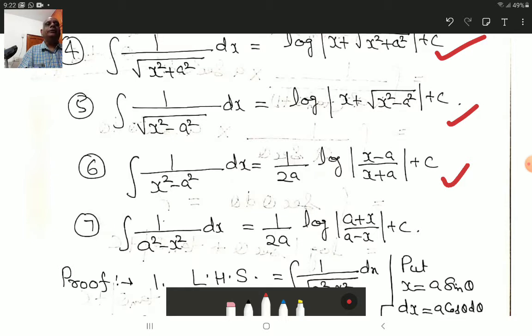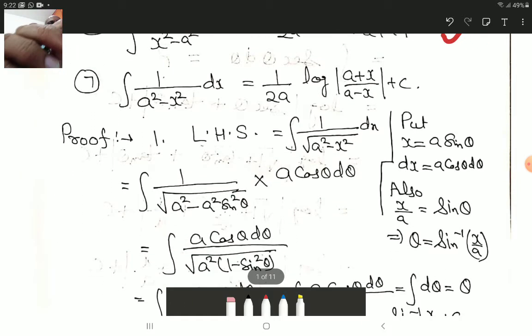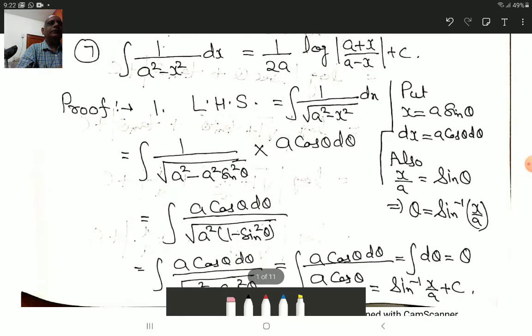Now I am coming to their proofs. See the first one. Here the left hand side is integration of 1 upon square root of a square minus x square dx. So it is easily comparable with 1 upon square root of 1 minus x square. If you replace a by 1, it becomes 1 upon square root of 1 minus x square, whose integration we know is sine inverse x. So we will make the substitution accordingly. So we will put x equal to a sine theta.